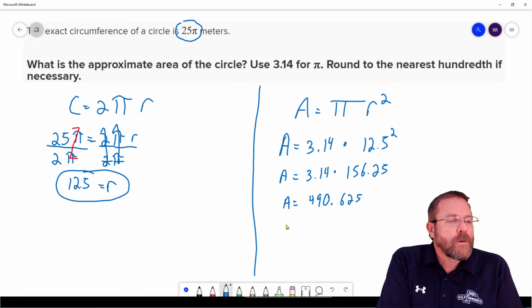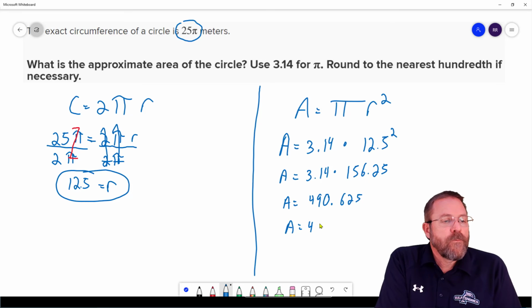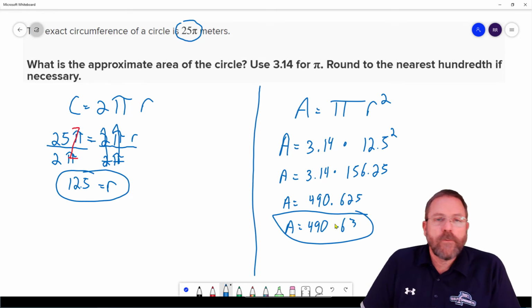That's going to equal 490.625, rounded to the nearest hundredths place. That's going to be 490.63, which we're going to put in our final answer.